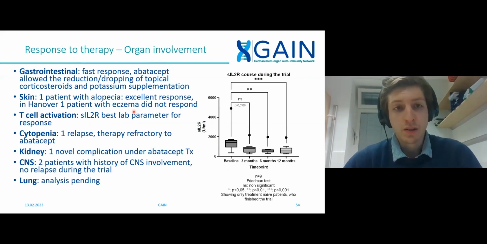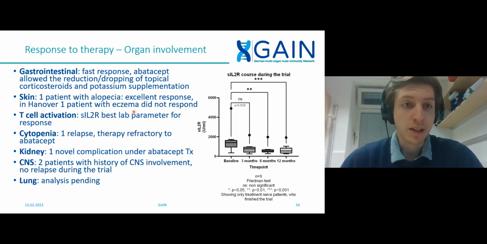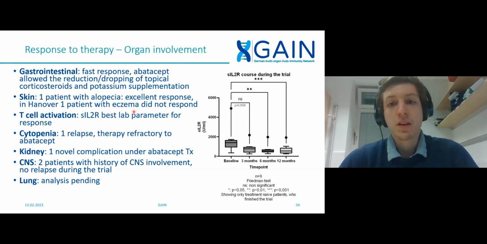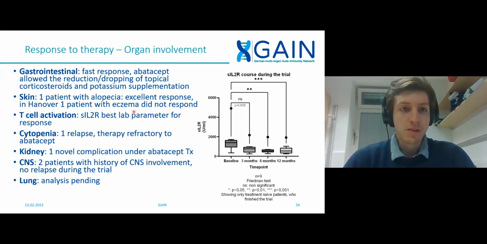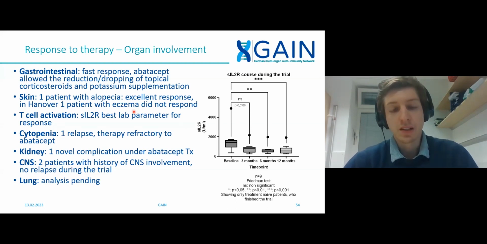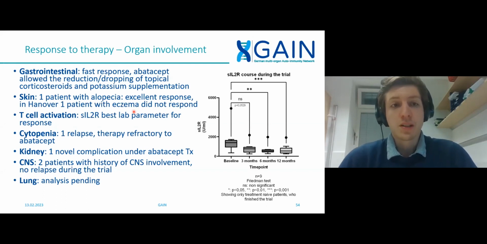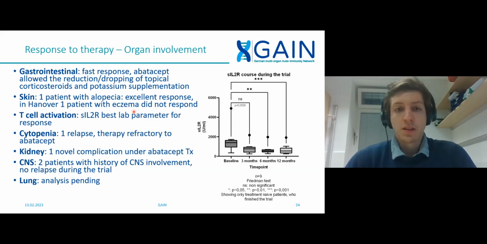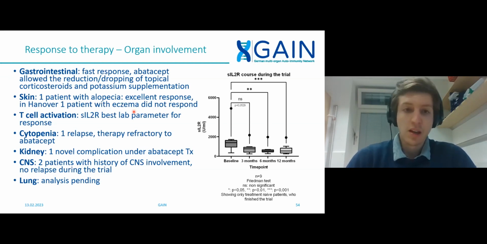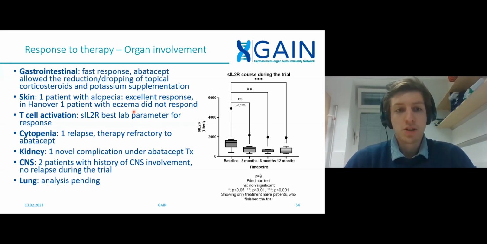Regarding therapy response, we tried to categorize it by organ involvement, as you have also seen in the previous talk on LRBA. We have seen that gastrointestinal symptoms, so the gut disease, respond fast and swiftly to the abatacept treatment. The treatment allowed the patients in the trial to reduce or completely drop topical corticosteroids and potassium supplementations.